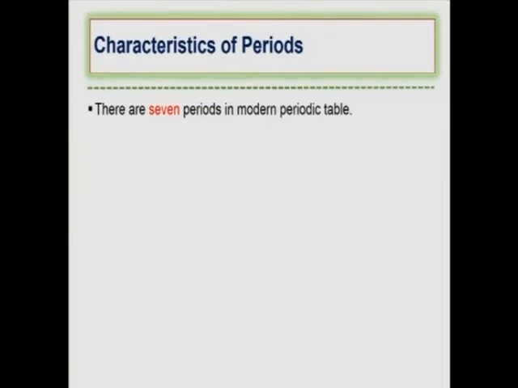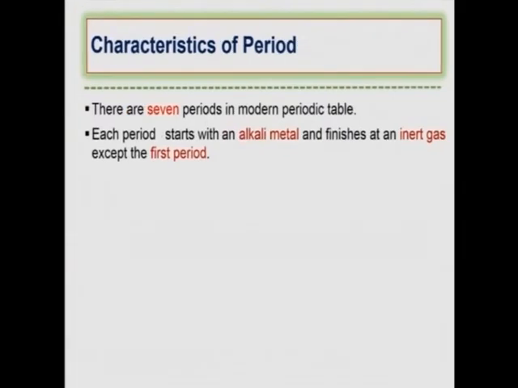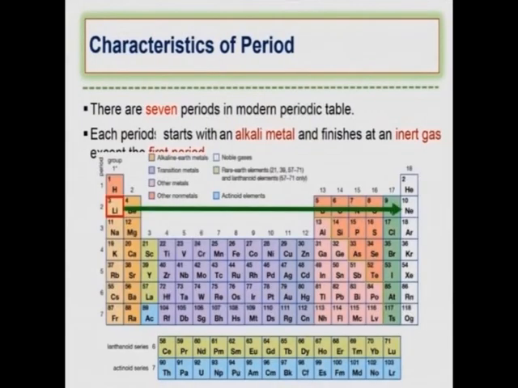So, characteristics of periods. In the periodic table there are 7 periods, and each period starts with an alkali metal and finishes with an inert gas, except for the first period. You can see in the second period it starts with lithium. Lithium is what? An alkali metal. And what is neon? Neon is an inert gas. So what I mean to say here is each period starts with an alkali metal and finishes at an inert gas. Likewise, sodium is an alkali metal and argon is an inert gas. So this continues.